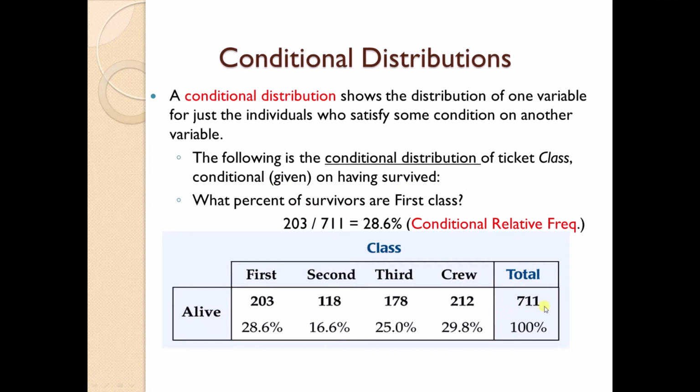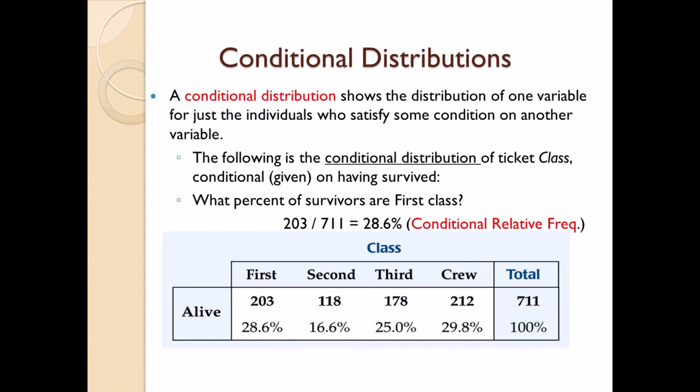Here's your total. If we take 203 out of 711, you get 28.6. And if you take 178 out of 711, you get 25.0%, and so on. They have to add up to 100%. So what percent of survivors are in first class? That's 203 out of 711, and we said before that that's 28.6.